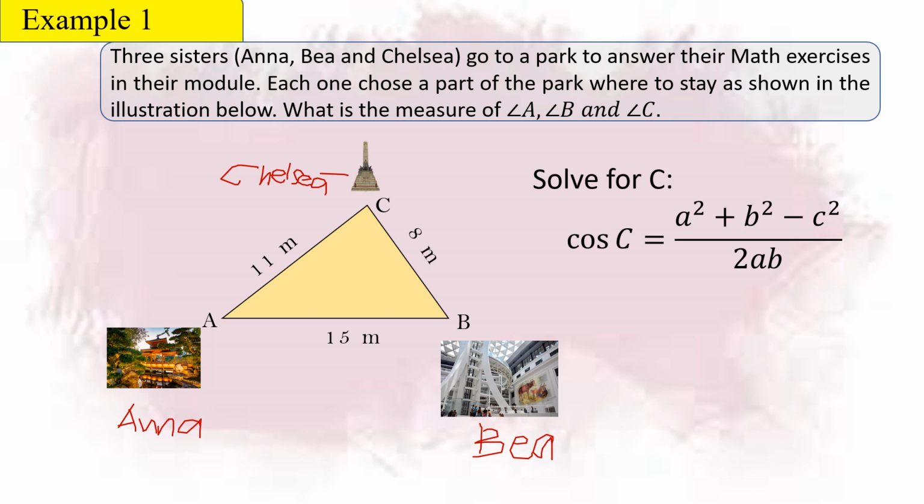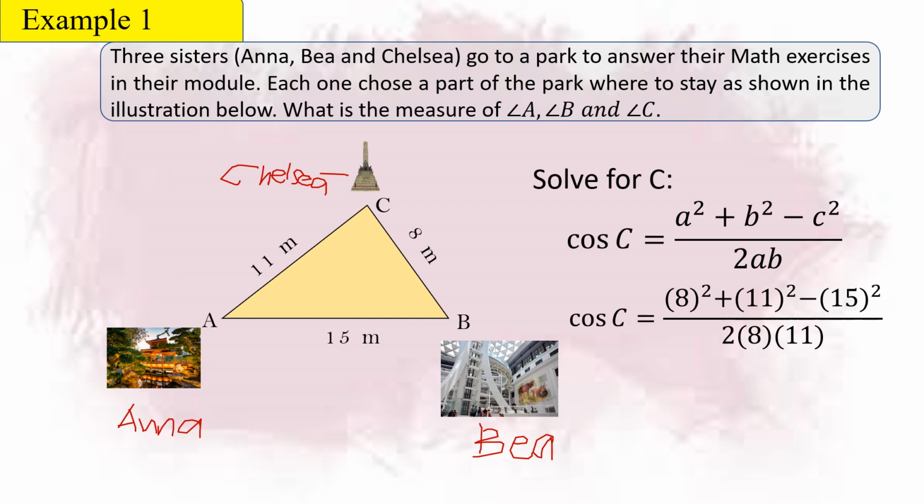And then, substitute nyo lang yung mga values niyan. So, for the A squared, yung side A natin is 8. 8 squared plus B is 11, and 11 squared minus C, which is 15. So, 15 squared over 2 times A, which is 8, times 11, which is the B. Okay, and then, compute nyo lang siya. So, 8 squared plus 11 squared minus 15 squared over 2 times 8 times 11.